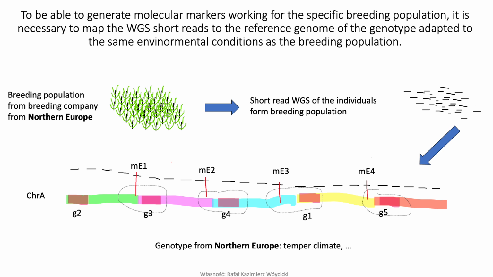And then the company doing so would find marker E1 linked to gene G3, E2 linked to gene G4, E3 linked to gene G1, and marker E4 linked to gene G5. And now it will be correct.